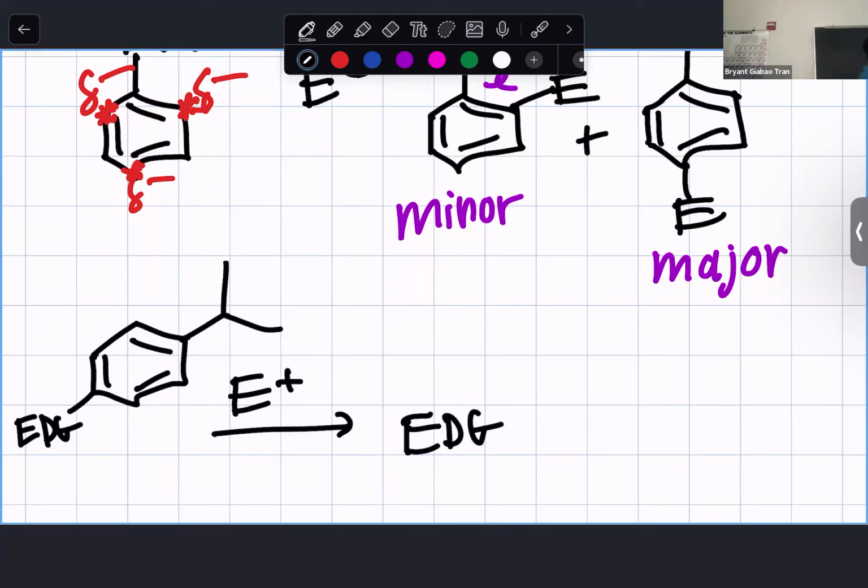This could get more tricky. Let's say we have something like this right here. Now we can't add it here, right? Even though this is still ortho to the EDG, if you see three groups in a row like that, that is very sterically hindered. It does not want to go there. But this ortho position here is less sterically hindered than this one because there's nothing here. The electrophile would attach onto there instead. So steric hindrance is also a factor here.